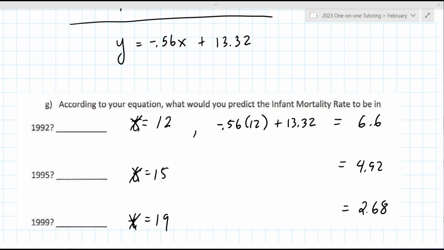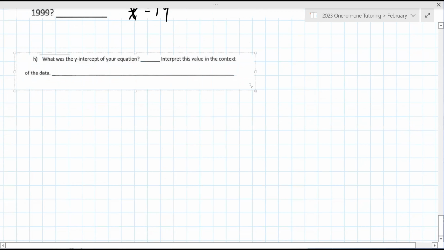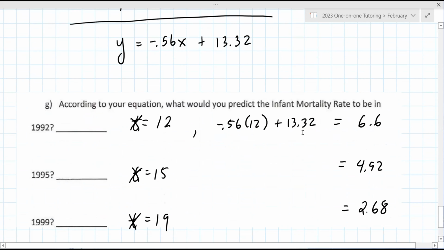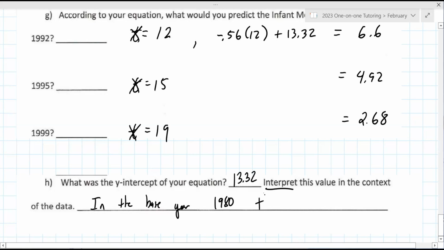Okay, so here is part H. What is the y-intercept of your equation? We already answered that. It's the 13.32. And then the interpretation is always to write a sentence. So in the base year, 1980, there are 13.32 thousand infant deaths per year, or thousands of infant deaths.